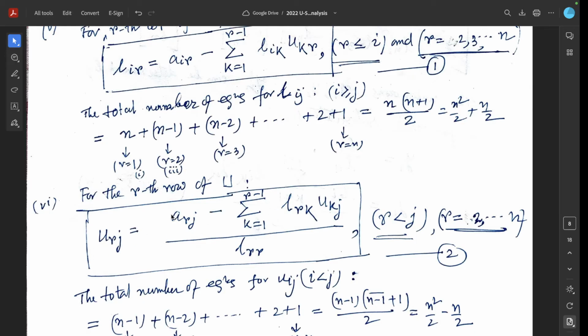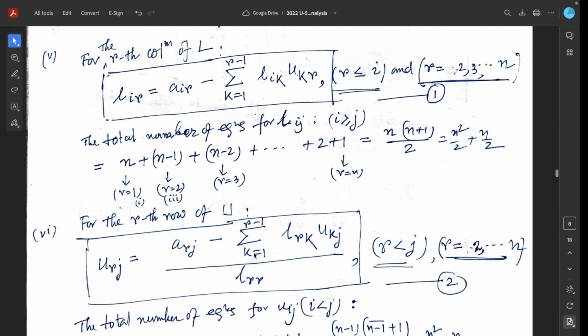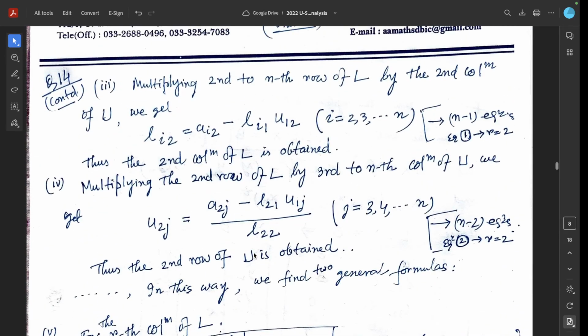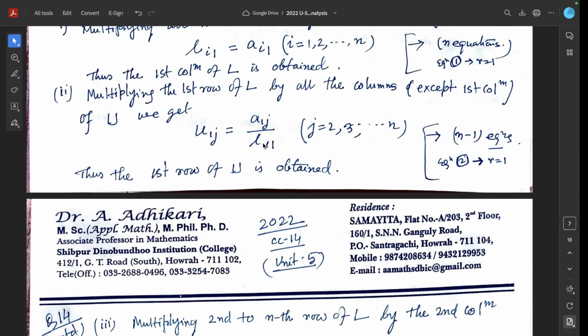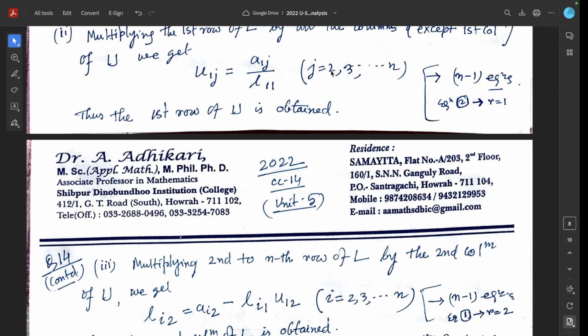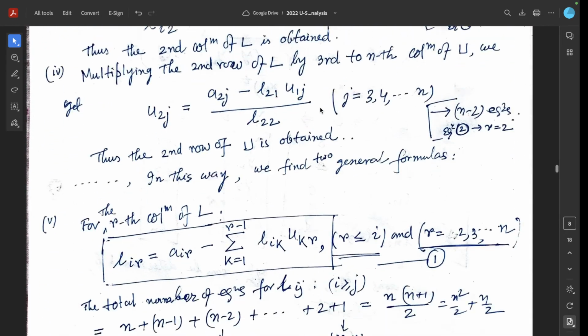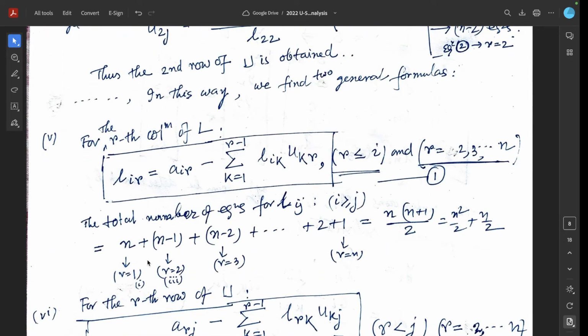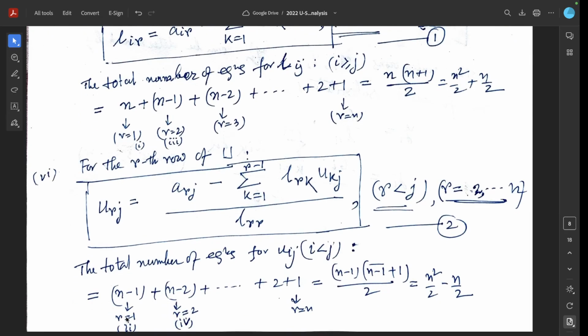So we get U1j equal to A1j divided by L11, for r equal to 1 in equation 2, the second case. We get n minus 1 equations for r equal to 1. And when r equal to 2, so 2 is less than j.